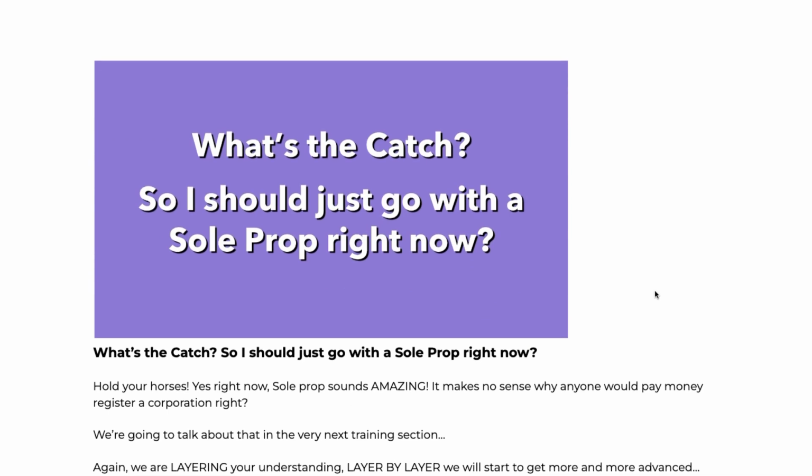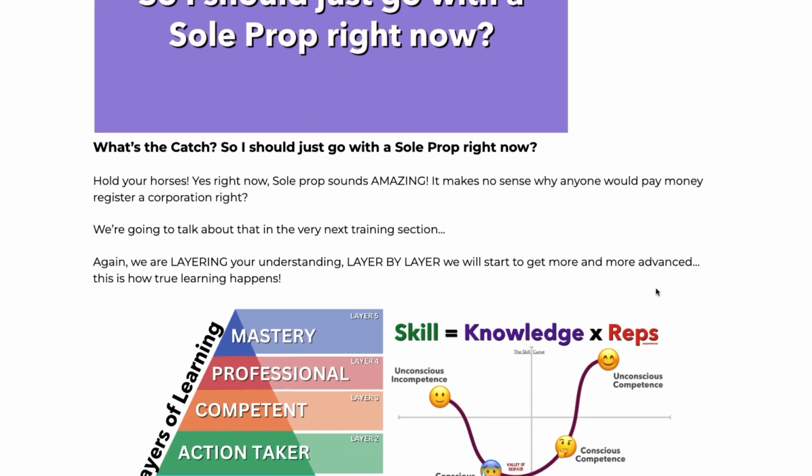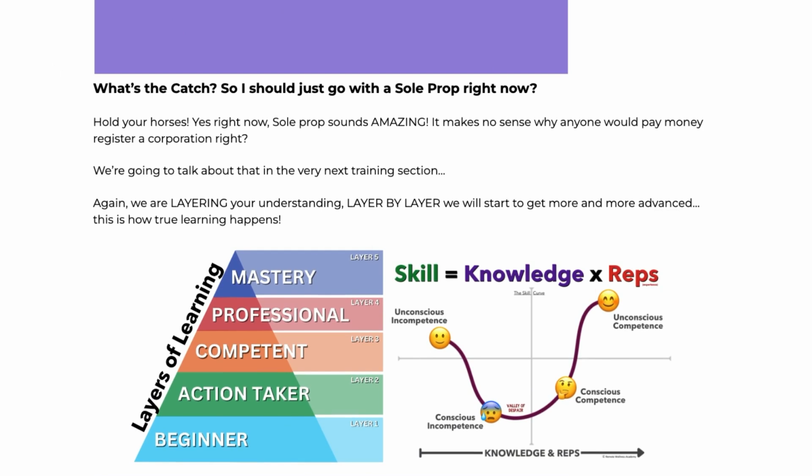Hold your horses, okay? Because yes, right now, based off of where we are in your layer of understanding, it makes no sense. Remember, we're layering your learning of this. Right now, it's like, yo, I'm never going to establish myself as a corporation. But that's exactly why in the next training section, we're going to go to the next layer of your understanding as we get more and more advanced, because this is how true learning happens. You'll understand the actual benefit of a corporation. Why would somebody decide to start off as a corporation? What are some of the advantages of a corporation?